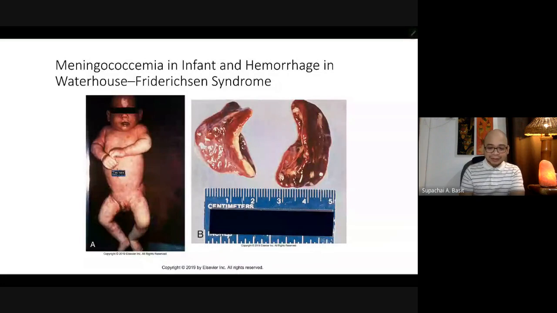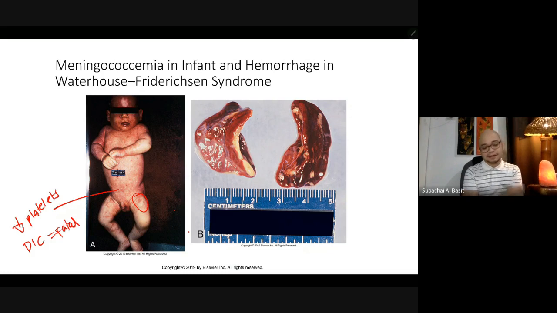So again, this is the petechiae. Usually, we get petechiae when our platelets are low. And then it will lead to DIC, and DIC could be fatal because our blood vessels get clogged. And this is the adrenal gland. Whenever it ruptures, the condition is known as Waterhouse-Friderichsen syndrome.